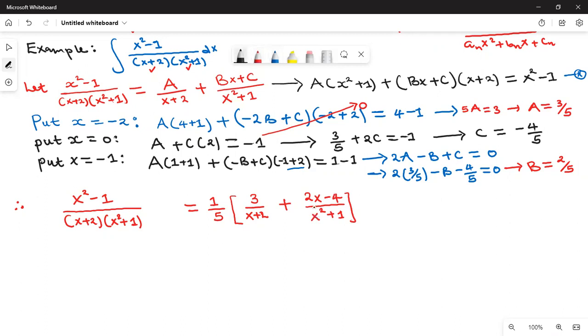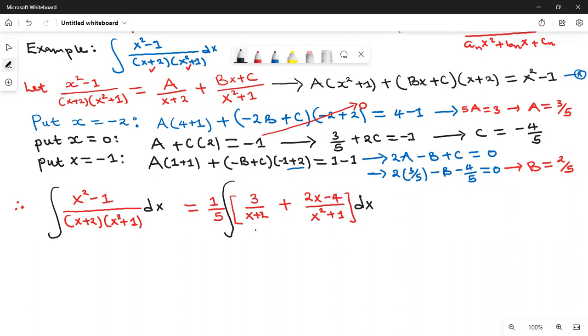So you need to integrate it. You need to integrate the left-hand side with respect to x. Also, the right-hand side, integrate with respect to x. You see, 1 over 5 is a constant. That's why it is outside that integral. So the question is, what is the integral of 3 over x plus 2? And also, what is the integral of 2x minus 4 divided by x squared plus 1?